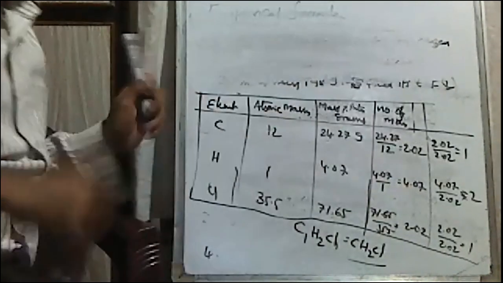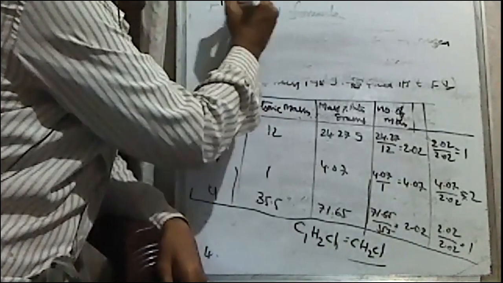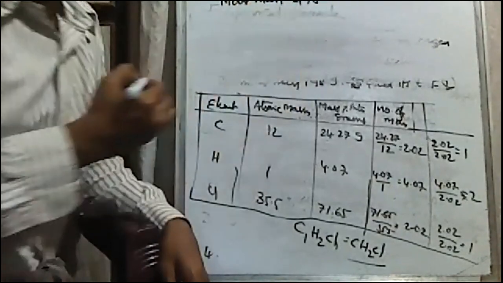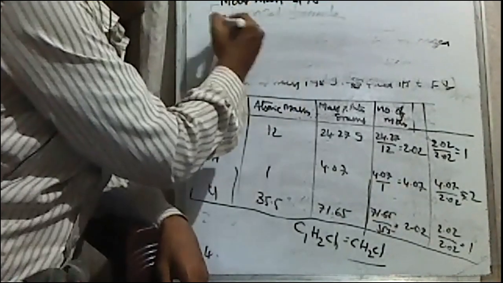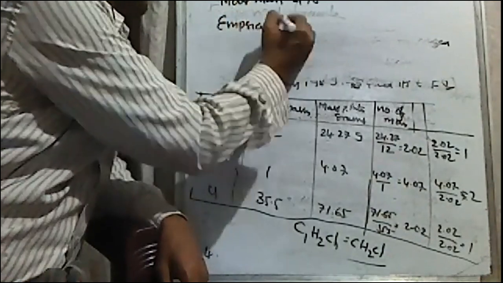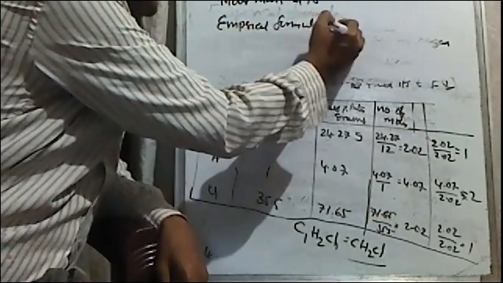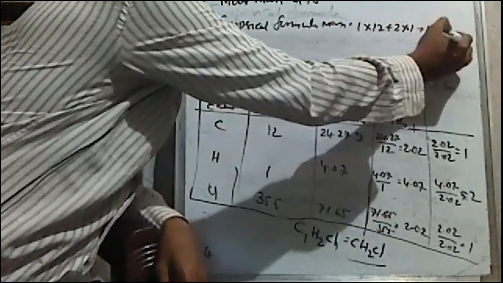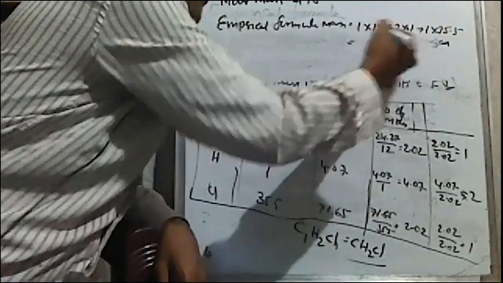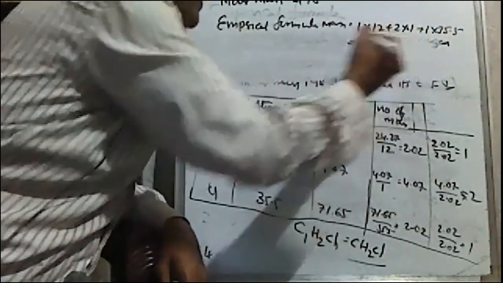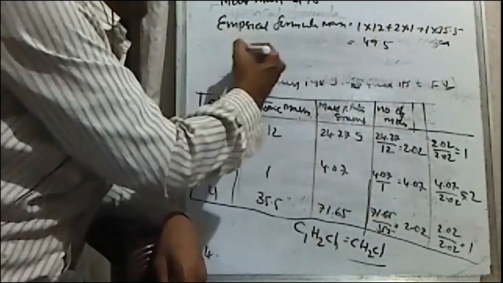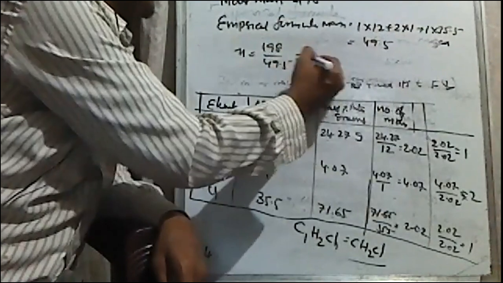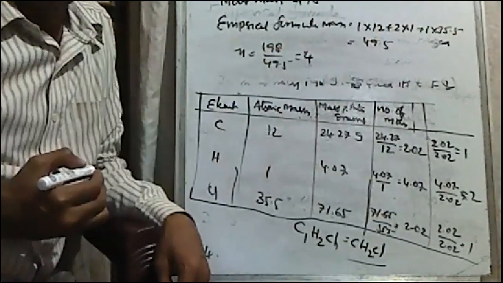Now, the molar mass is given as, sorry, 198. And the empirical formula mass is 1 into 12 plus 2 into 1 plus 1 into 35.5, so it is 49.5. Now n corresponds to 198 by 49.5, which is 4.